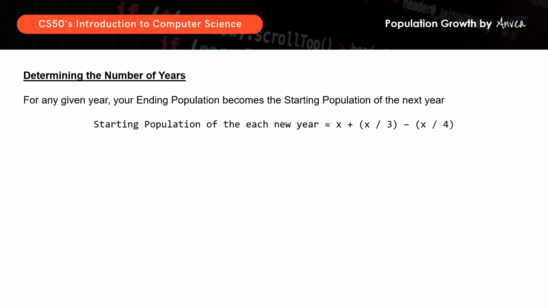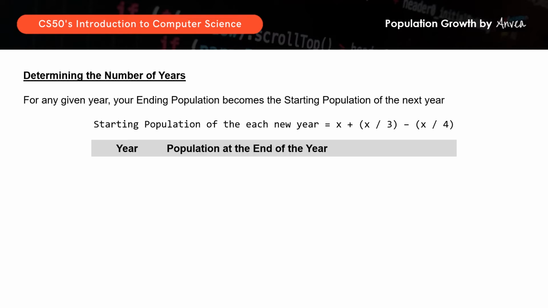Okay, so I have a table here which will show the year and the population at the end of that year. Okay, so let's say in year 1, what you have is that your ending population at the end of year 1 would be the starting population of year 1, which I put as x with a subscript 1, plus x divided by 3 minus x divided by 4. Okay, so the system will check, is your ending population equals to y, which is what you have keyed in? If not, the system will go on.